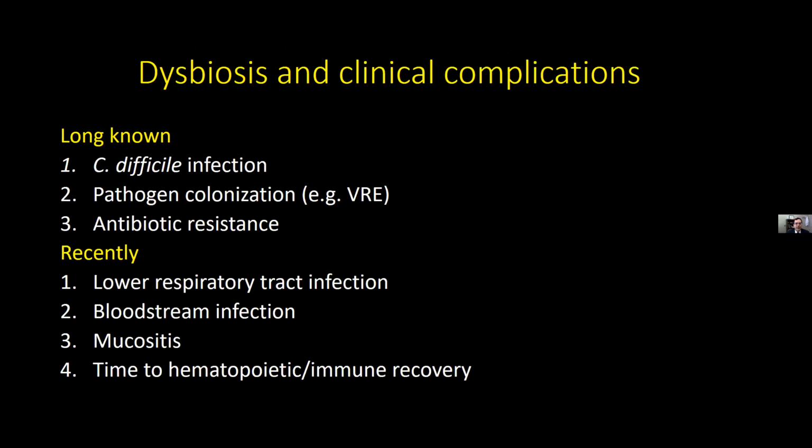We know C. diff, we've known it for a long time. That's a hallmark complication of dysbiosis. Also pathogen colonization with antibiotic-resistant organisms such as vancomycin-resistant enterococci. Lower respiratory tract infection, the gut-lung axis, so-called axis, bloodstream infection, mucositis, time to hematopoietic recovery, all of these have been associated with disruptions in microbial communities in the gut.